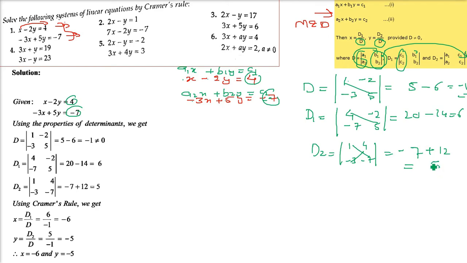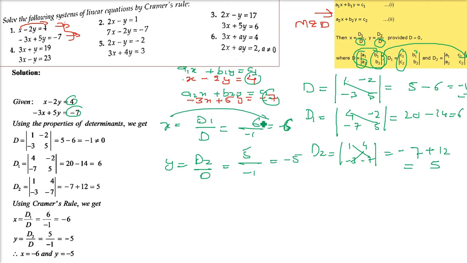Okay, now we have D1, D2 and D. In order to get x, what will we do? X will be D1 by D. Y will be equal to D2 by D. D is not equal to 0, so x and y are defined. Just put D, negative 1, in the denominator. D1 is 6, D2 is 5. So negative 6 is the value of x, negative 5 is the value of y. This is how we solve a linear equation with 2 variables using Cramer's rule.